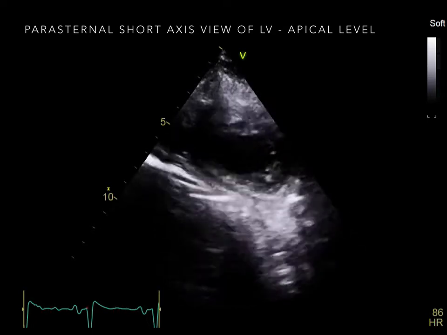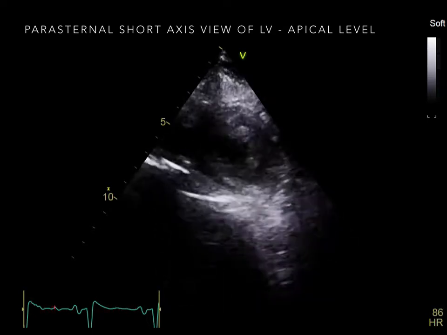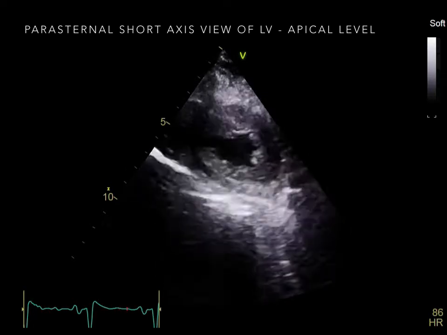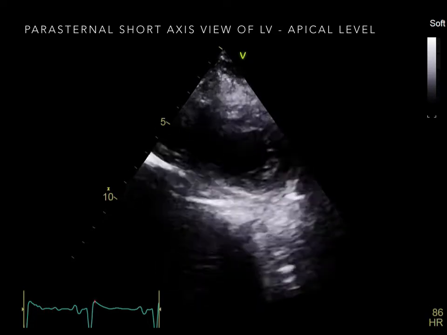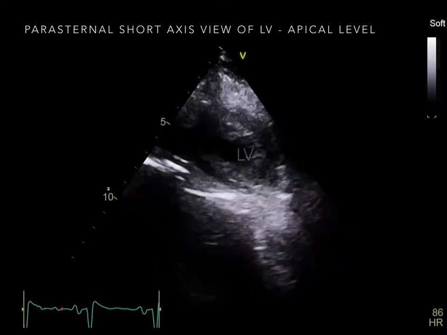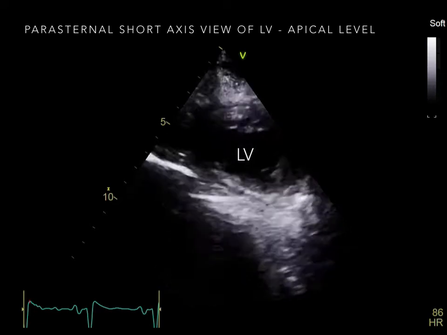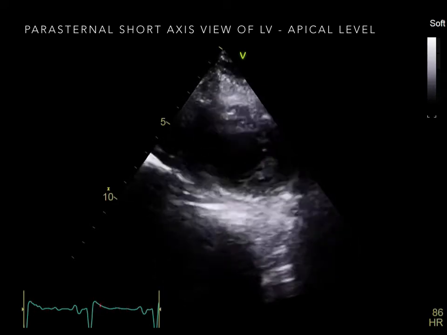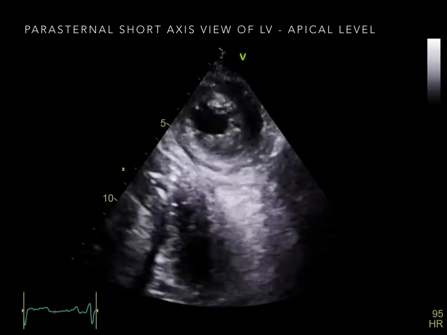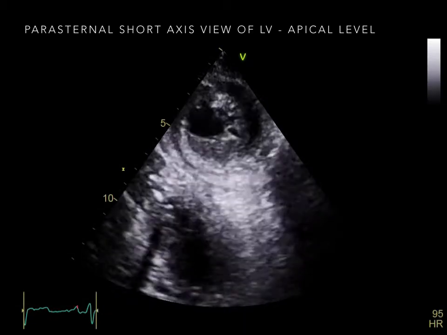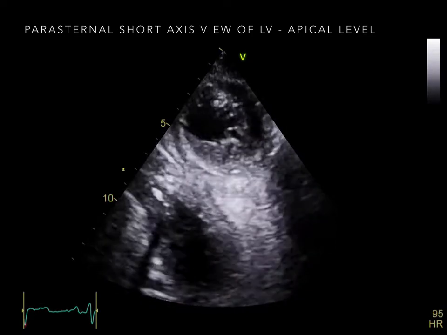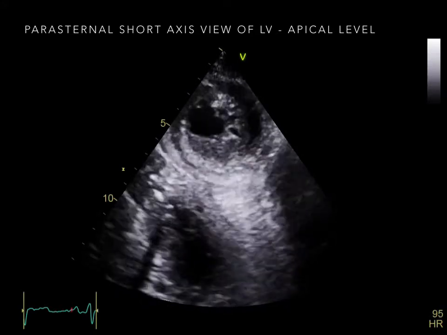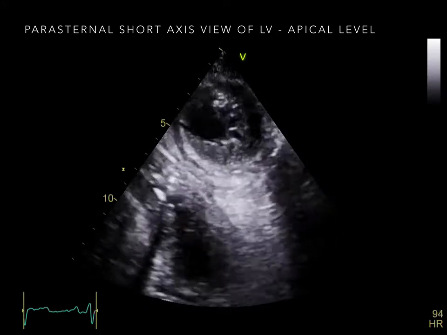To display the parasternal short axis view of the left ventricle at the apical level, we have to move the transducer laterally, and we also have to drop a rib space. The LV appears in the middle of the image. The LV appears as a small rounded structure with an echo-free cavity. Note the torsion movement of the LV apex.